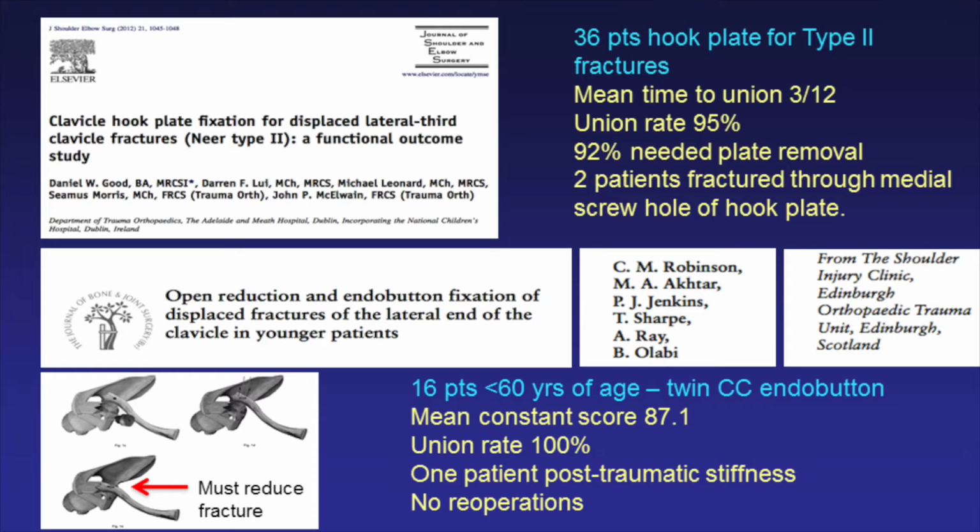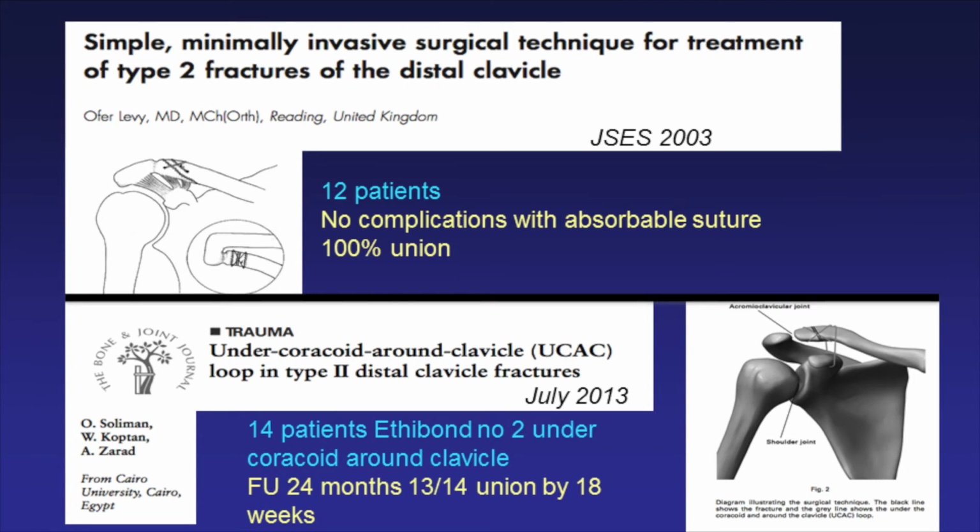Robinson, who's quite famous for his classification, treated some of these patients who were less than 60 years of age just with a double coracoclavicular Endobutton, and they had a very good union rate, and 1 patient had post-traumatic stiffness. The critical thing in his paper was that you have to reduce the fracture if you want to get a good result. Offa Levy from the United Kingdom looked at 12 patients, and all they did was a simple PDS band and got a 100% union rate.